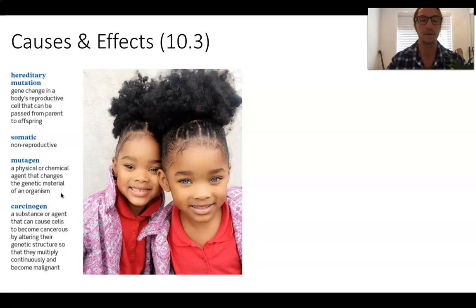It can be chemical, and an example of this is benzopyrene. It's one of the chemicals found in the tobacco of cigarettes that affects and binds to the DNA, the genome of an individual.